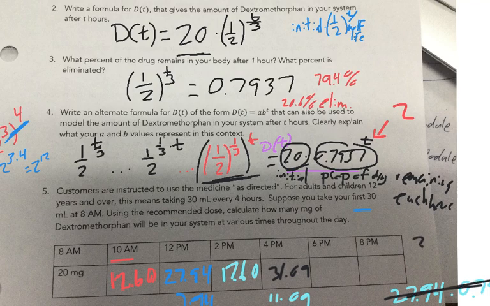I would change the initial value to 31.09 times 0.7937 raised to the T. So then if I plug in a 2 for 2 hours later, I'd be at 19.58. And at 8, it would be 12.34 before the dose. But then they take another 20. That puts me at 32.34.